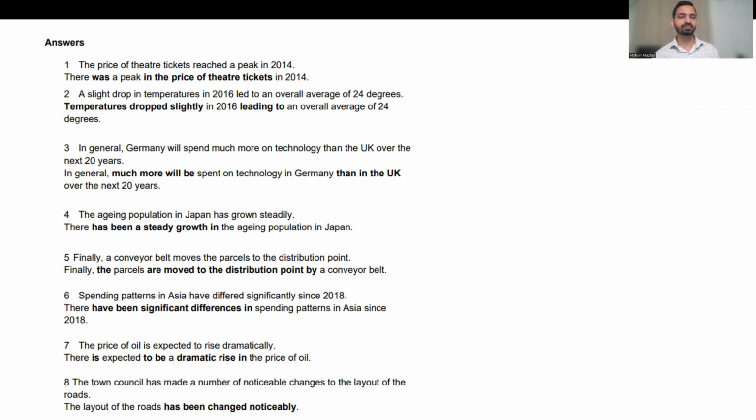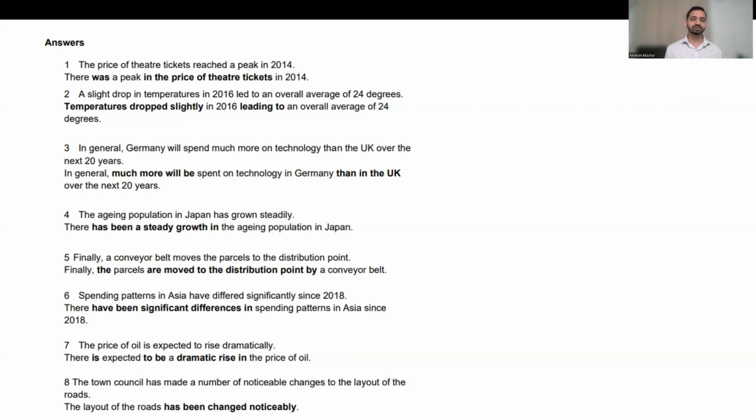Number two, a slight drop in temperatures. A slight drop in temperatures in 2016 led to an overall average of 24 degrees. Temperatures dropped slightly in 2016, leading to an overall average of 24 degrees. Number three, in general, Germany will spend much more on technology than the UK over the next 20 years. In general, much more will be spent on technology. So you're using will be, and this is spend the past participle, okay, on technology in Germany than in the UK over the next 20 years.